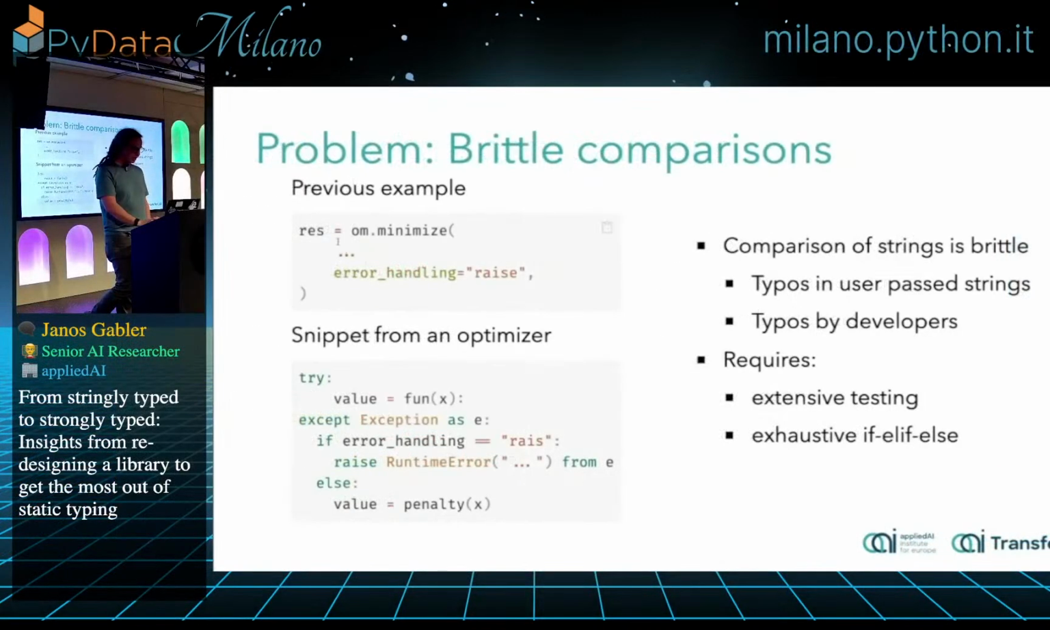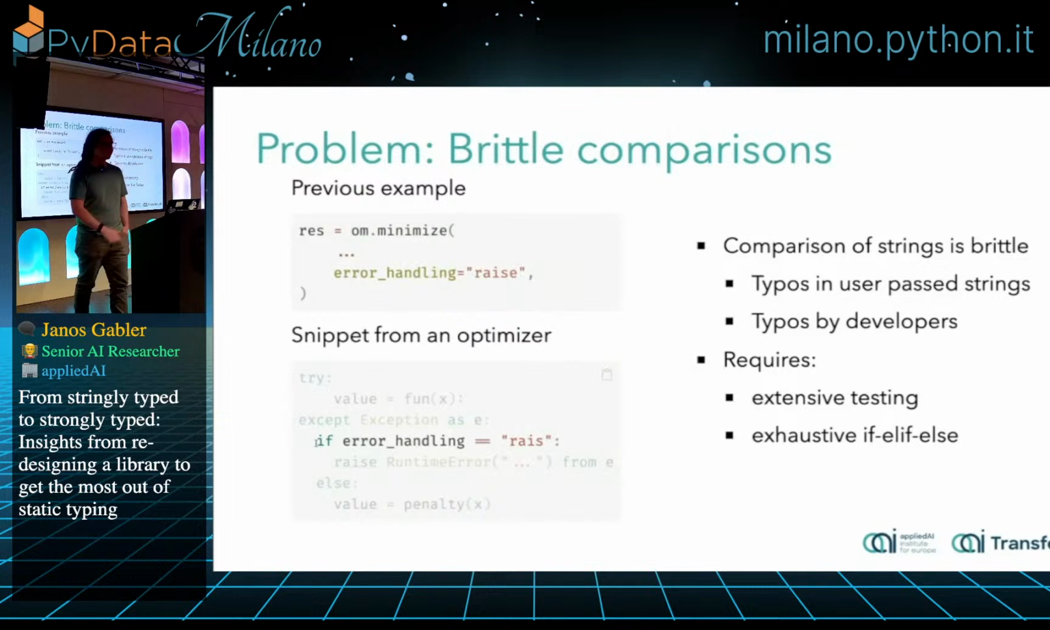But there are many more subtle problems. So let's again take the example from the very beginning. We are running a simple optimization and we are configuring the error handling here. Then the user will pass the error handling, which is in that case raise. And somewhere inside of the optimizer library, we will have some kind of if condition that checks, okay, let's say we evaluate the objective function.